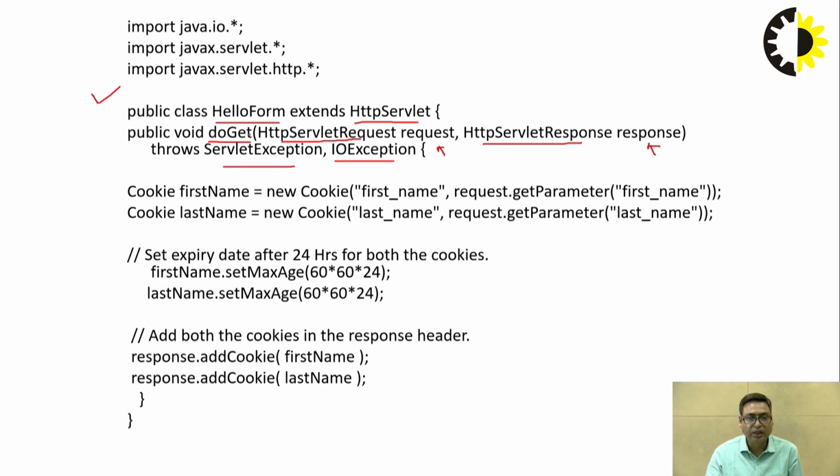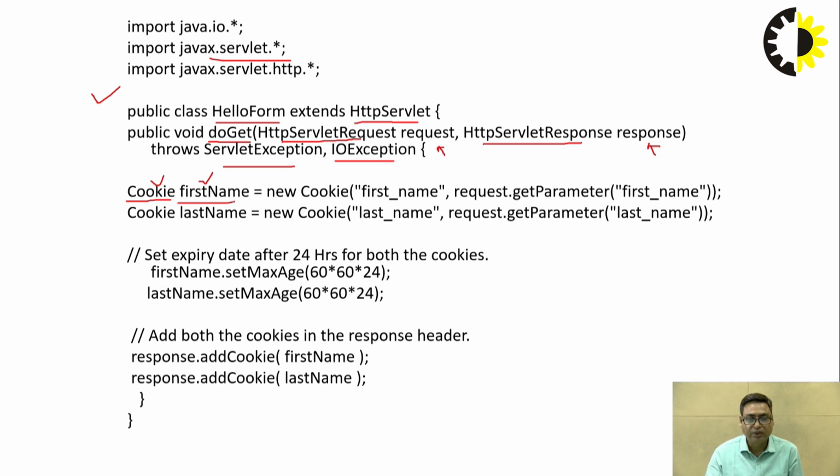So within the doGet, we need to do the programming for the cookies. To create a cookie variable, first of all, we need to create a variable of type class Cookie. This class is already available in the package javax.servlet.*. So you need not worry about creating this Cookie class. You should think about creating the cookie variable.